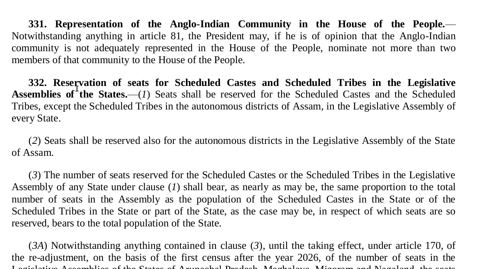Article 332, reservation of seats for scheduled castes and scheduled tribes in the legislative assemblies of the states. 1. Seats shall be reserved for the scheduled castes and scheduled tribes, except the scheduled tribes in the autonomous districts of Assam, in the legislative assembly of every state. 2. Seats shall be reserved also for the autonomous districts in the legislative assembly of the state of Assam.